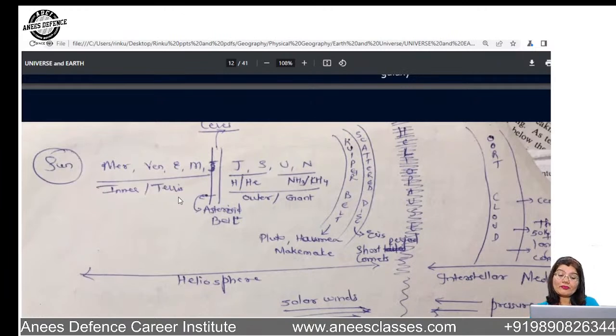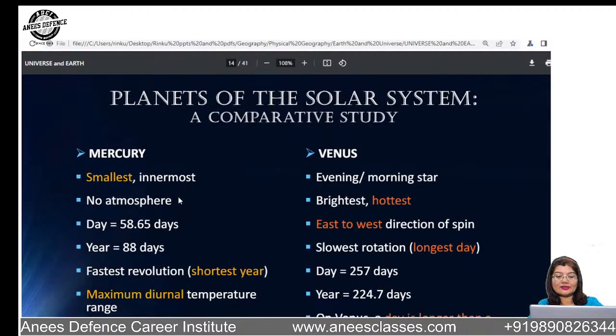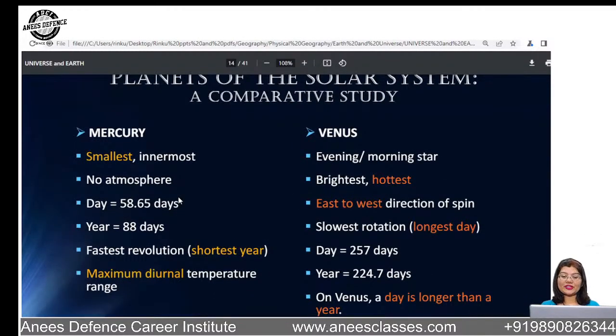Now, apart from that, let's have a comparative study of the planets. Let's begin with the first one. Or rather, let's not go planet-wise. Let's discuss aspects of the planets. Let's begin with age. Let's see which planet was formed first.